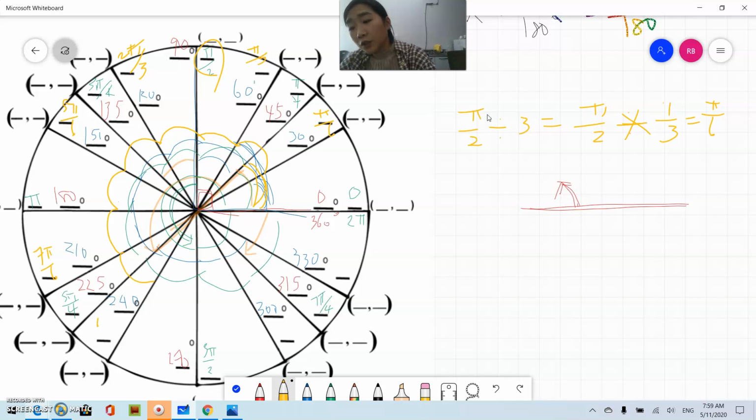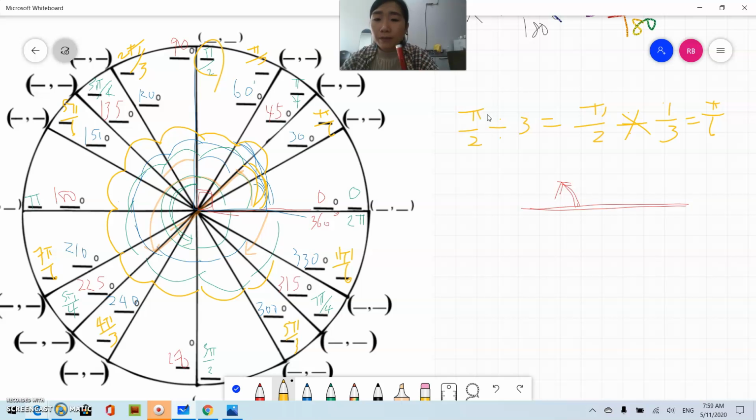8 pi over 6, which is 4 pi over 3. 9 pi over 6. 10 pi over 6, which is 5 pi over 3, 11 pi over 6. And that's it. Do you see how there is a pattern to everything?